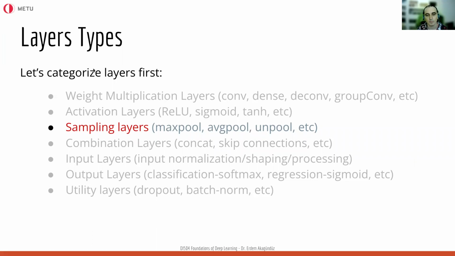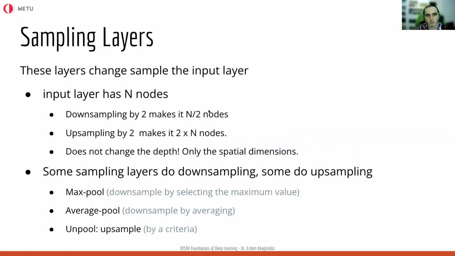Then we have the sampling layers, which is a fairly new idea, because before convolutional neural networks, we did not come across sampling layers much in conventional artificial neural network design. However, we had in AlexNet the famous max pool, remember? The idea of these layers was to change the input layer dimensions. So sample them, downsample them, or upsample them.